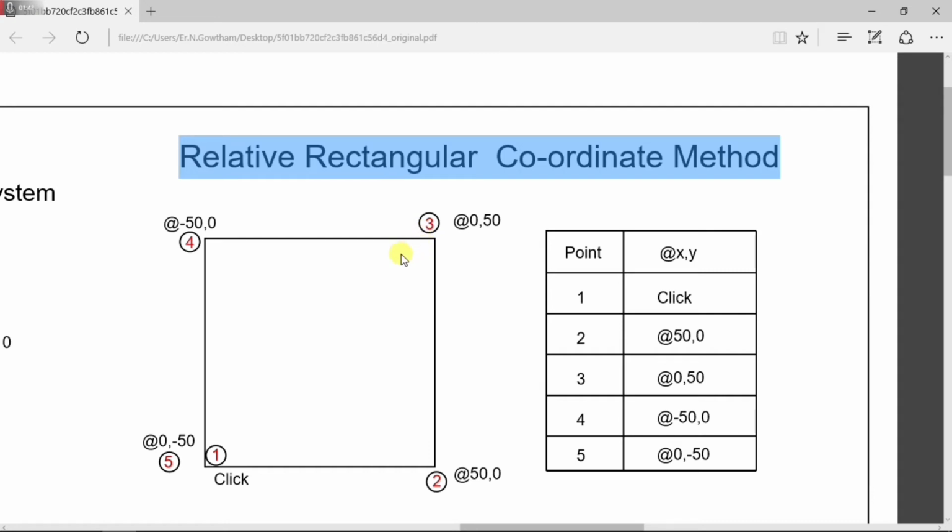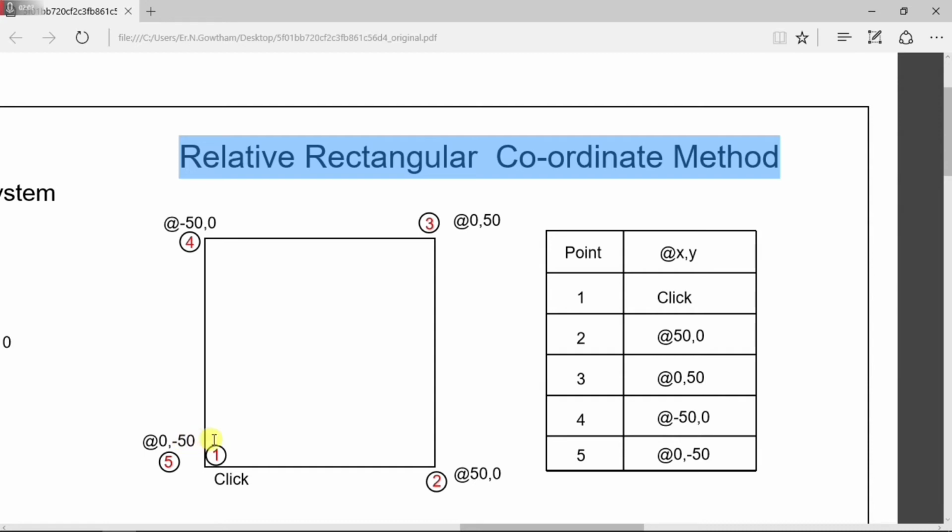Let me clear it for you. See here, likewise the fourth point from point number 3. I am moving in the x-axis negative direction, so I put minus 50 as the x value. And finally here @0, minus 50, because I am moving in the y-axis negative direction, that is the downward direction, right?